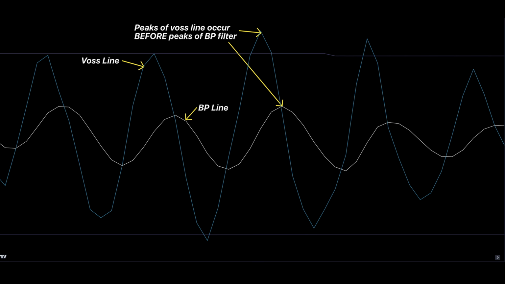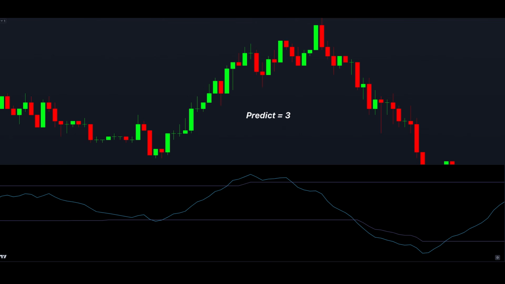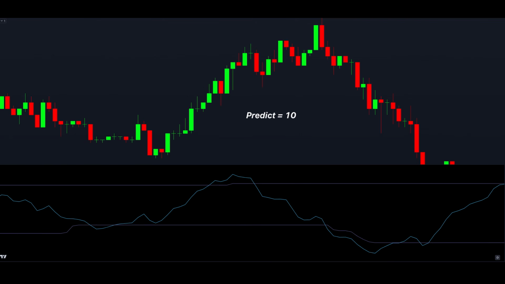We can even change how far into the future we want to see. The predict setting of the indicator is how many time points in advance to predict. It's recommended not to go over 3, but you can experiment and see what happens as you increase it. You'll notice the peaks move even further back in time, but the indicator does become a little more unstable.